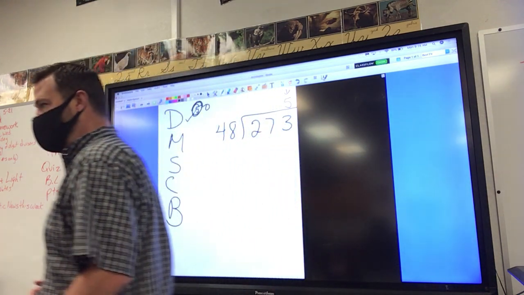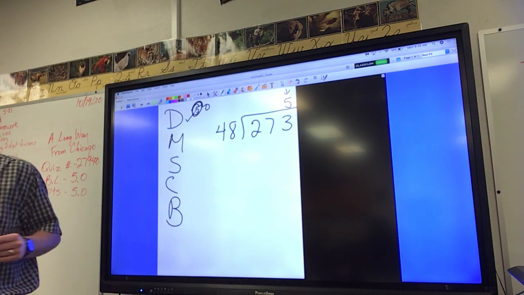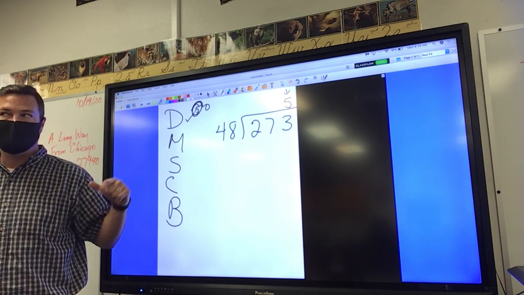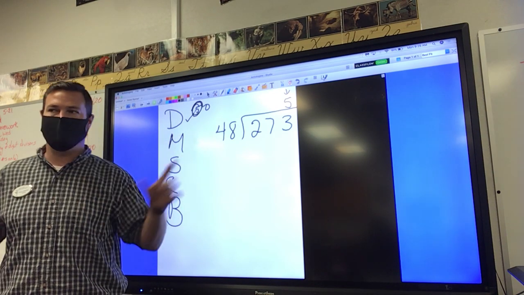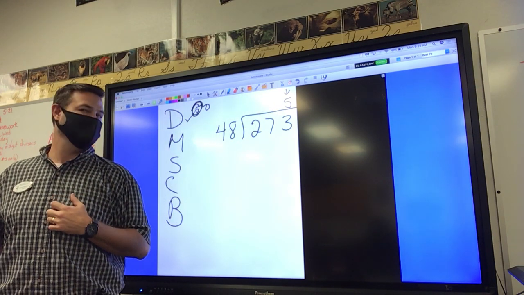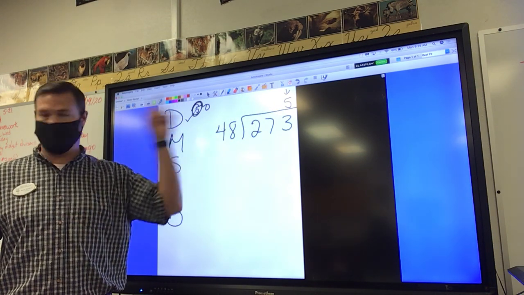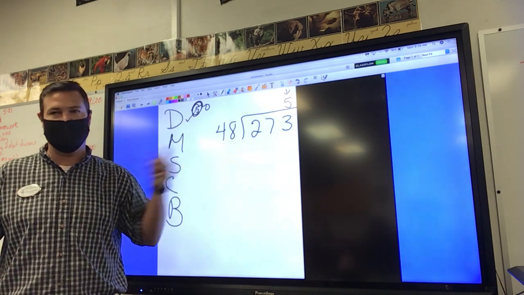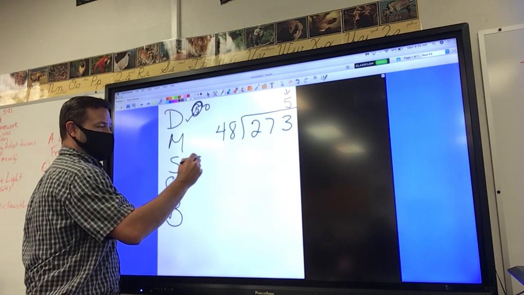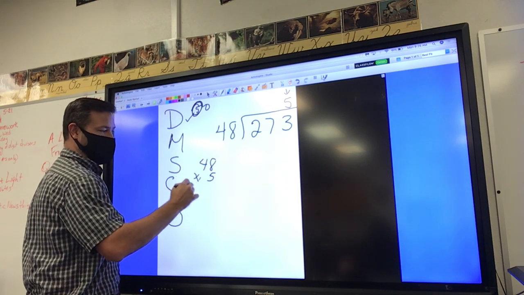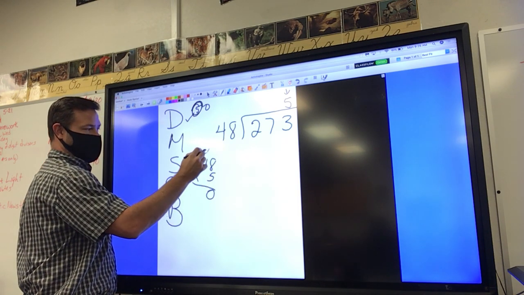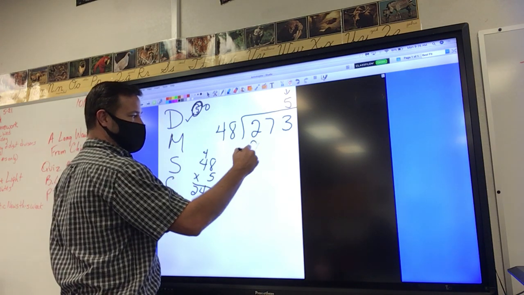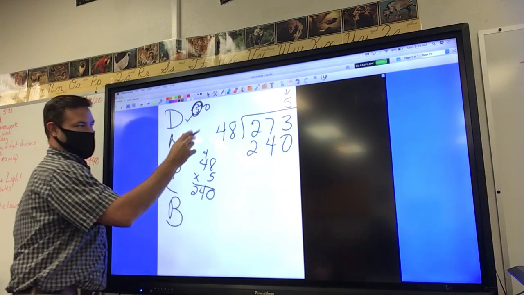What's my next step? Multiply what I just wrote. I just wrote down the 5. So I'm going to do 5 times what? 48. This is the key. So many kids are doing 5 times 5. We're not dividing it by 5, so I'm not going to multiply it by 5. I'm not even dividing it by 50. I'm doing it by 48. So I'm going to multiply 48 times 5. 8 times 5 is 40. Carry the 4. 5 times 4 is 20 plus 4, 240. So I just multiplied. Check.